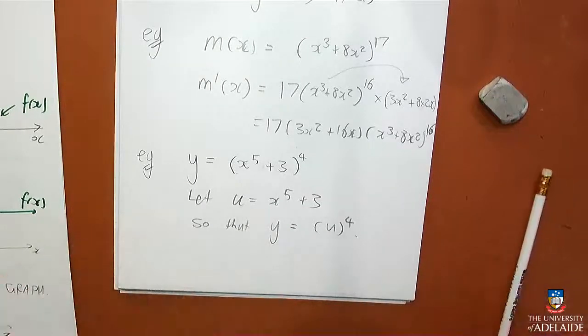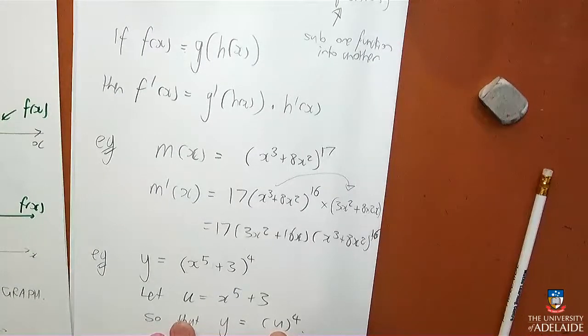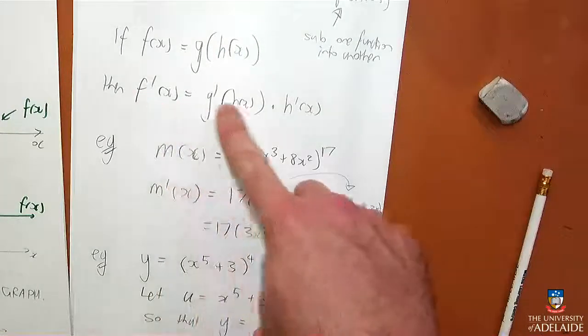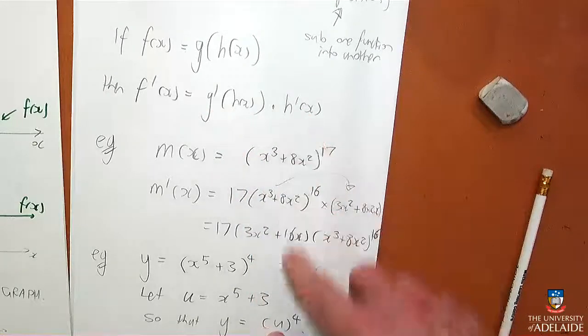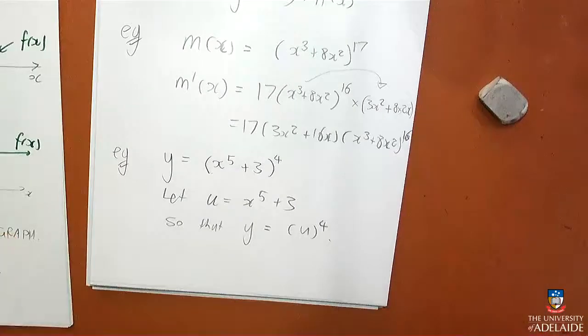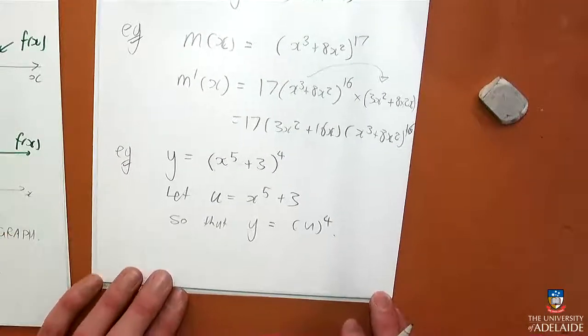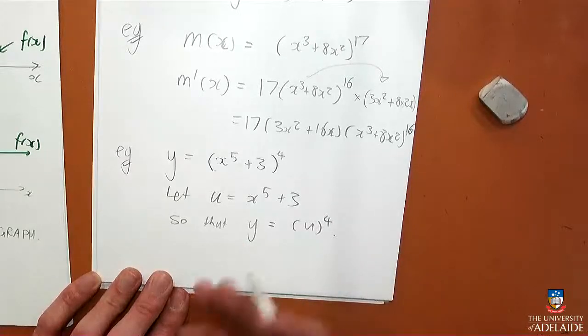Okay? But that u is really secretly a function of x. So we're going to say that the derivative of y should be the derivative of this outside function times the derivative of the inside function. So we can figure out what the derivative of this is. So most people would write it like this.